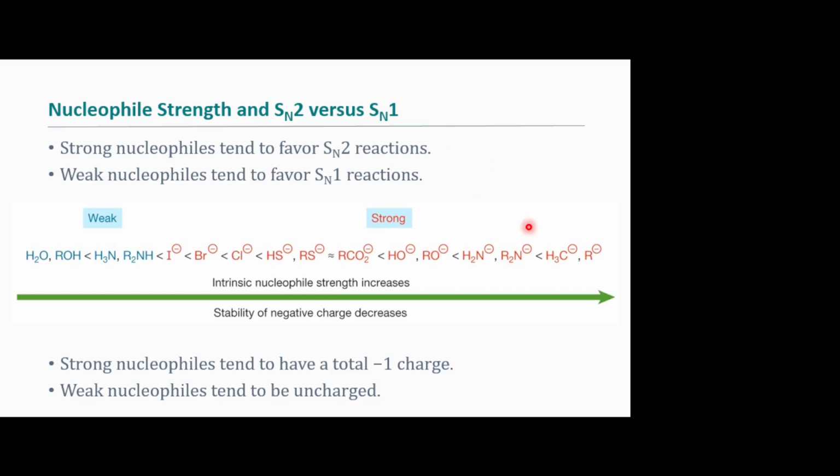Now, the nucleophile strength in the SN2 versus the SN1. If we have a strong nucleophile, this is going to tend to favor your SN2 reaction, because you can think of it as a strong attacker, right? It doesn't need to wait for the leaving group to leave, right? It can just attack. Okay?